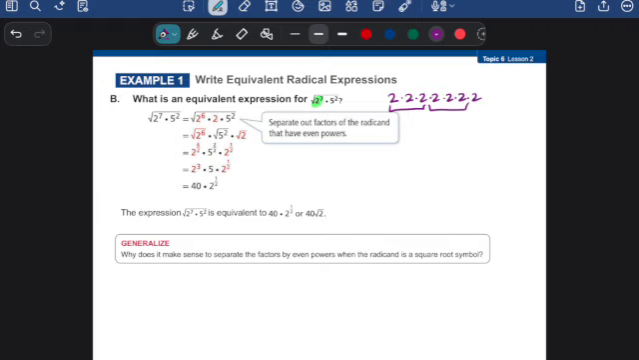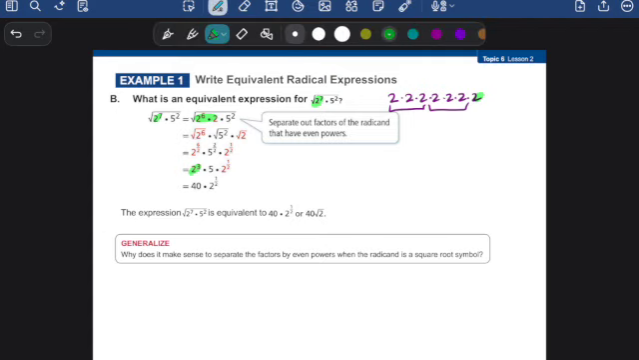Well, there's 2 to the 3rd squared, right? So there's a perfect square right there. So I can rewrite it as 2 to the 6th times 2. Okay, 2 to the 6th times 2 would be the same as 2 to the 7th, because here's that extra 2. And I know 2 to the 6th I can simplify to be 2 to the 3rd.